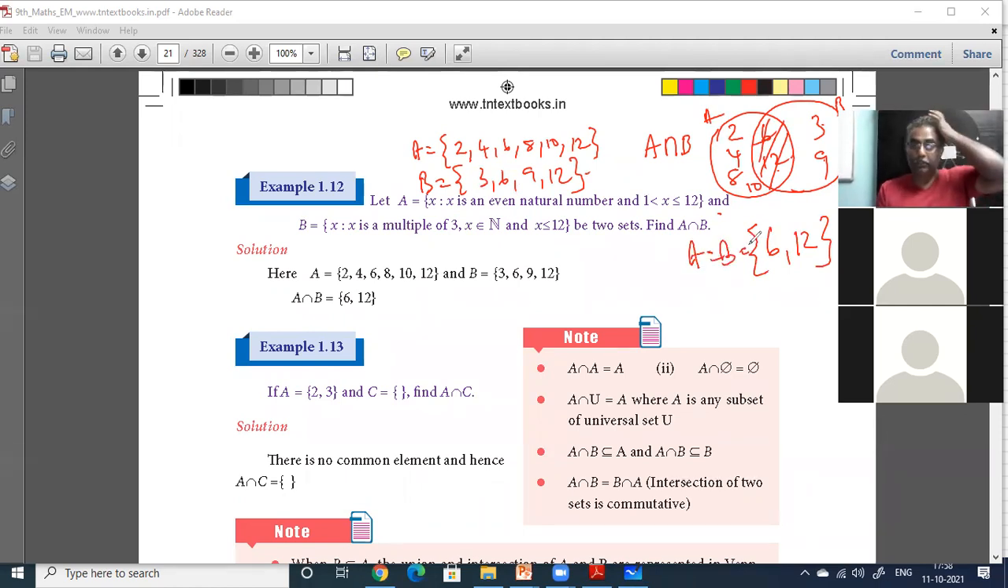So I am teaching you both the intersection method as well as your normal calculating method. Better you use both, and then you will be very sure.